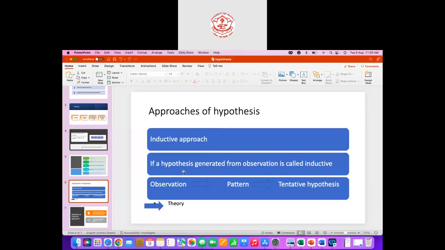So the inductive approach is clear. When you find that there is no theory, no existing theoretical underpinnings, you move with the inductive approach. Based on the observation you find a pattern, based on the pattern you develop a tentative hypothesis, and after testing the results you arrive at a new theory. That theory may be a base for future hypotheses by future researchers.